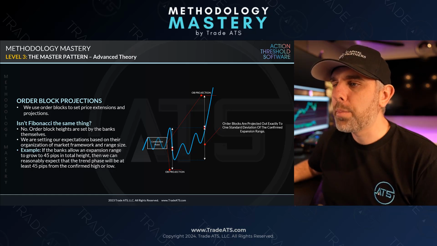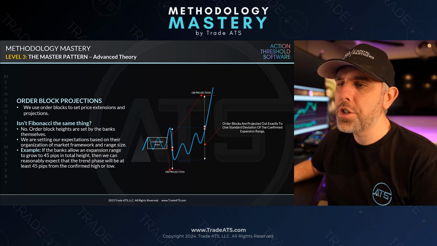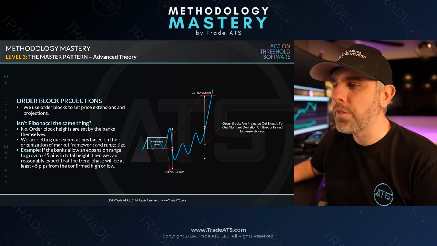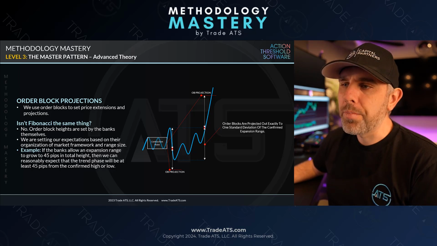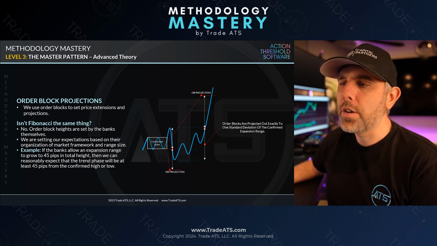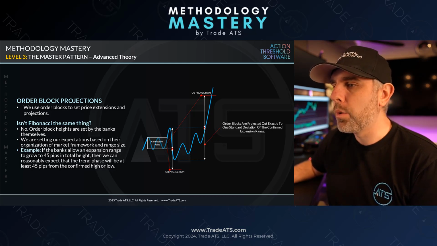So let's keep going. Next one, order block projections. So we use order block projections to set price extensions and typically profit projections. Let's cover this right now. Isn't Fibonacci the same thing? No. Order block heights are set by the banks themselves. We are setting our expectations based on their organization of market framework and range size.